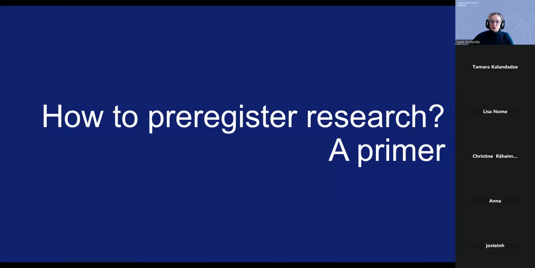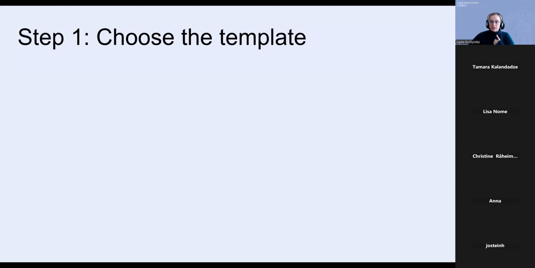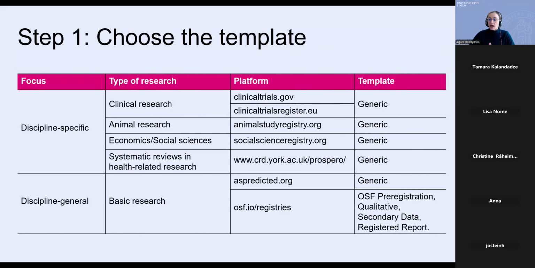Let me jump into a step-by-step guide on how you can pre-register your studies. Usually in step 1, it's very important to choose the right template. We already talked a little bit about the templates, and we are coming back here to this question: what is the most appropriate template? There are different types of platforms and different types of templates on these platforms for pre-registering research currently, depending on which discipline you're in or what kind of needs you have.